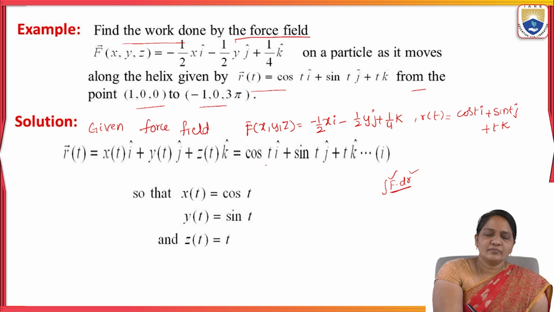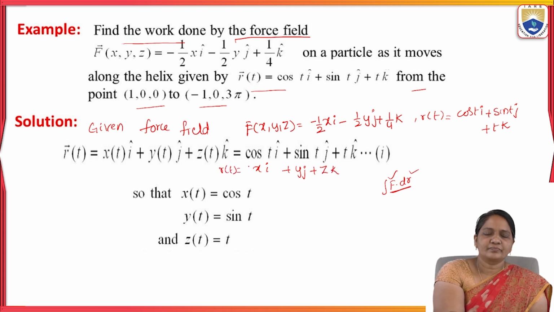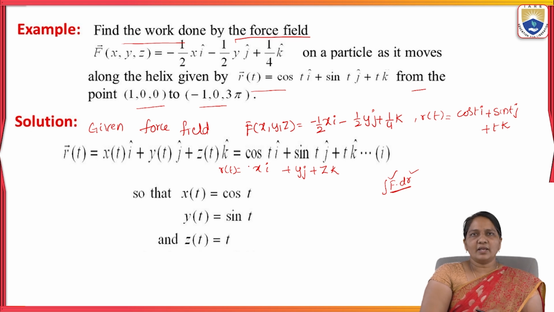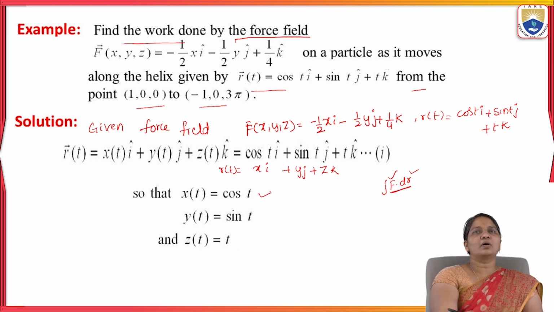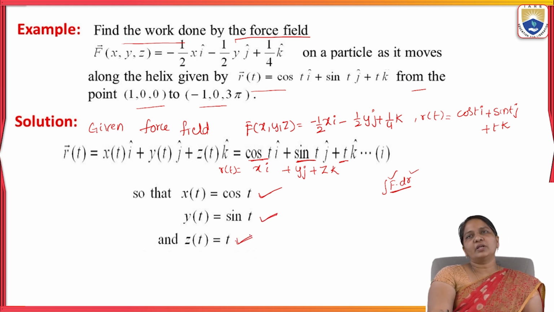Now we already know that r is x i plus y j plus z k. When we compare this with x i plus y j plus z k, we can write x of t equal to cos t, y of t equal to sin t, and z of t equal to t. In place of x we have cos t, in place of y we have sin t, and in place of z we have t.